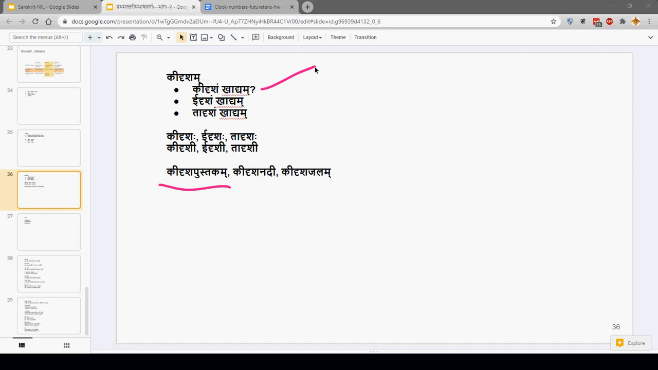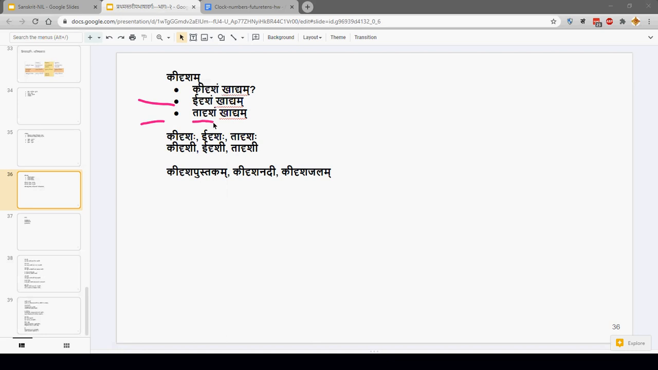Okay, thank you. Kidrusha pustakam. Then similarly, the other related words are idrusha and tadrusha. So kidrusha means what type, what kind, and idrusha means this type, this kind. Tadrusha means that type, or that kind. So idrusham khadyam means this type of food. Tadrusham khadyam, that type of food.